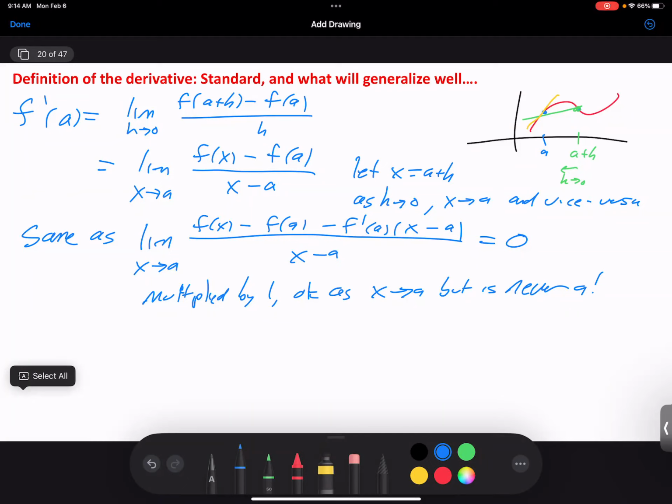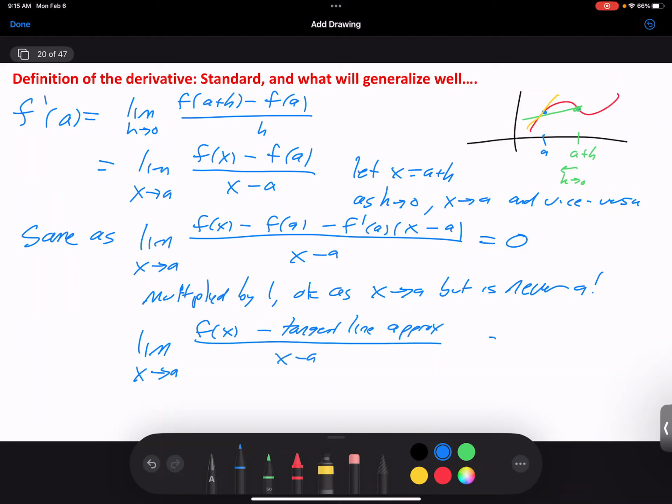When we ask, what does it mean for a function to be differentiable with several variables? This is the expression that's going to do well. The limit as x goes to a of f of x minus the tangent line approximation divided by x minus a goes to 0.